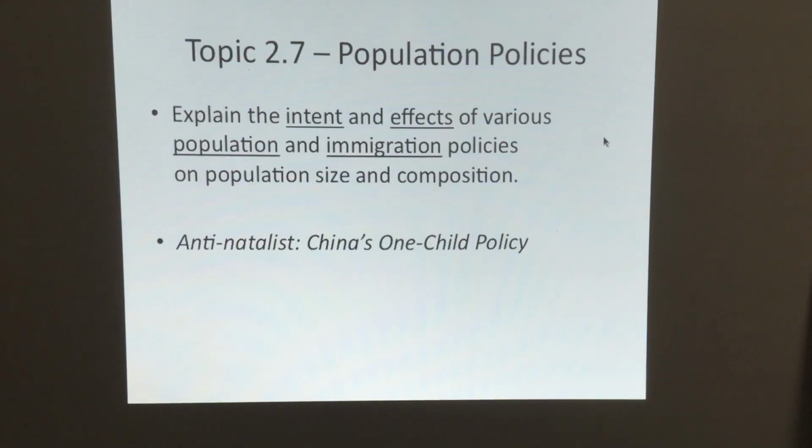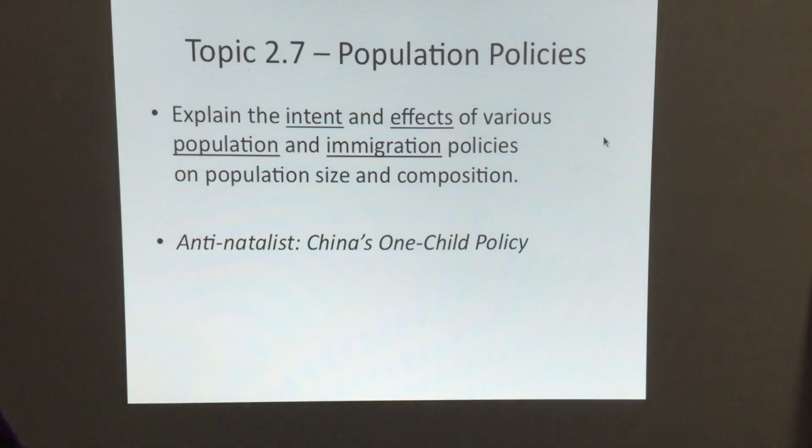So the whole thing is that you're going to need to be able to explain the intent and the effects of various population and immigration policies on population size and composition. China's a great example because they had an anti-natalist policy, the one-child policy, which was really restrictive on how many children a woman could have. One was a limit. There were exceptions, and depending on where you live in China, cities were going to be a little bit more strict because the cities could feel that population crunch. And so it worked so well that they actually are now afraid of this shrinking population.